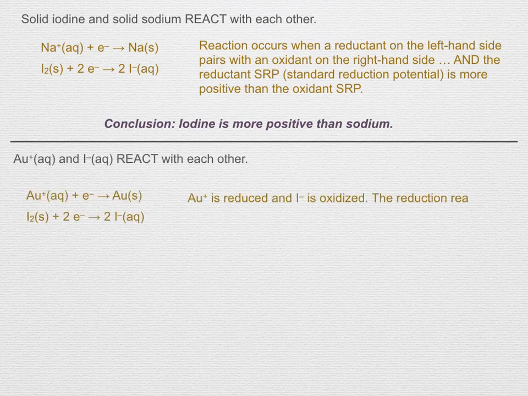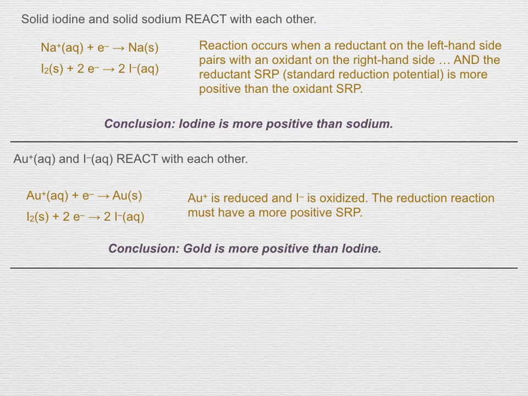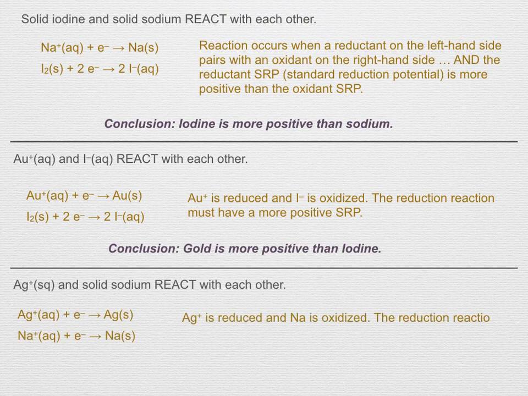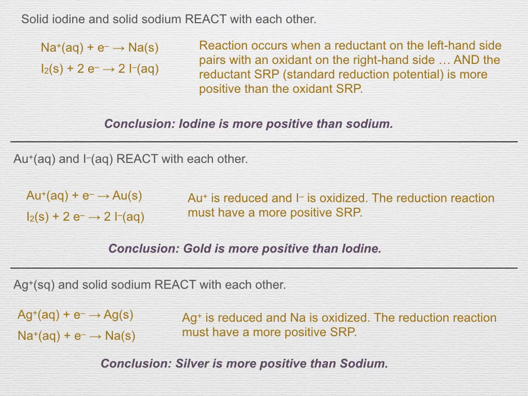The gold plus and I minus react. And this time the iodide is the reactant along with gold 1 plus. Reaction is observed, so the gold reaction must lie higher than the iodine reaction. Gold is more positive than iodine. Silver ion and sodium react. Silver ion is reduced, sodium is oxidized. Silver must lie higher in the table. Silver is more positive than sodium.